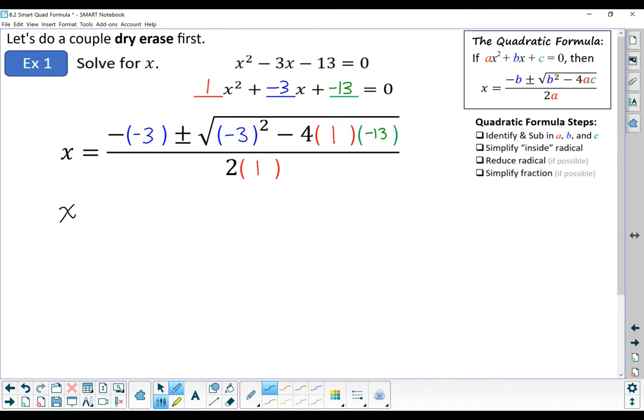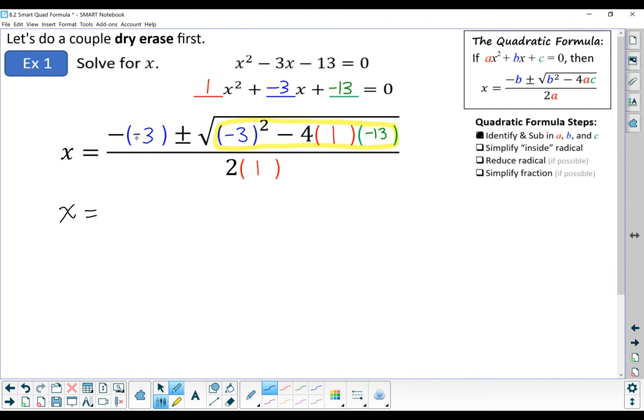So the next step, and I have a little checklist over here on the side, we have identified and subbed in a, b, and c. The next thing that you want to do is simplify inside the radical. Now, we don't want to type the radical into our calculator. We just want to figure out what this number is. So if I calculate that, -3 in parentheses, squared minus 4 times 1 times -13, my calculator tells me that that is 61. So I'm kind of just focusing on the radical right now.